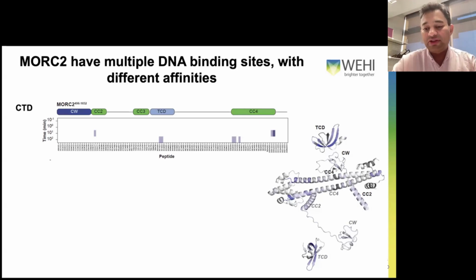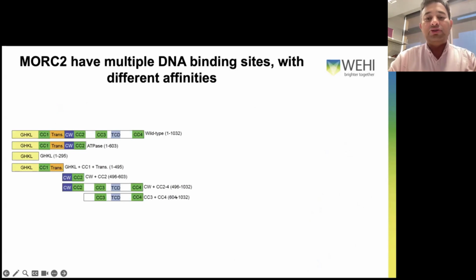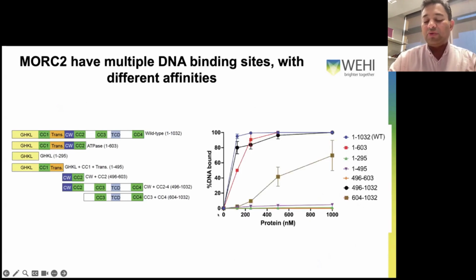So this work was a collaboration with Sheena Darcy at the University of Texas, Dallas. And based on these observations coming from Sheena's lab, we performed EMSAs using many different constructs of MOC2. In a nutshell, what we see is that indeed there is binding ability of the C-terminal domain of MOC2, and all of these different domains have different affinities. So what it tells you is that MOC2 has multiple DNA sites spread all across it, and all of them have different affinities.